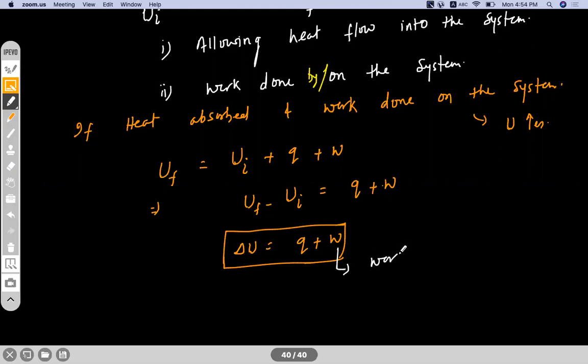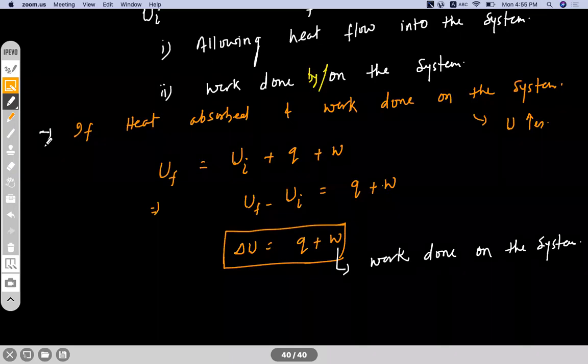It is the work done on the system, always. Now we can also have the possibility that heat is absorbed and work is done by the system, where the system is doing work. Okay, copy this down first.